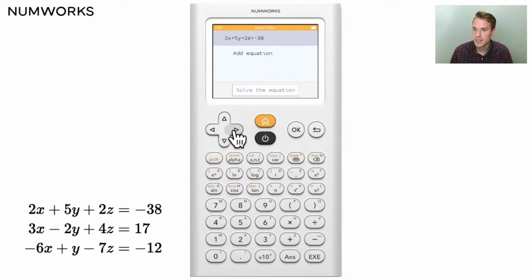Hit OK. Let's add another equation. I'll use that same template. Here my coefficients are 3, and I've got a -2y, a -2y, and a 4z, and that is 17 equals 17. And let's add another equation. Notice that my bracket showed up here to represent my system of equations. And we'll do negative 6x plus y minus 7z equals negative 12.